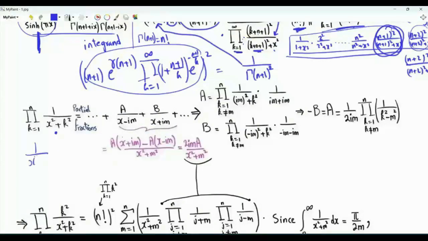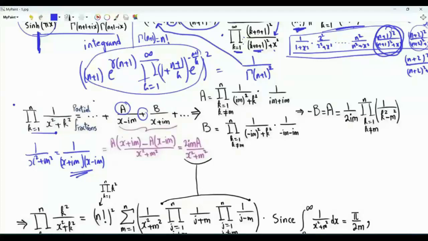The mth term here is 1 over x squared plus m squared, which is 1 over x plus im times x minus im. We try to write this product as a over x minus im plus b over x plus im. In other words, we can write down this product as the sum of 2n terms. Each one involves a symbol. How can we obtain the coefficient a?